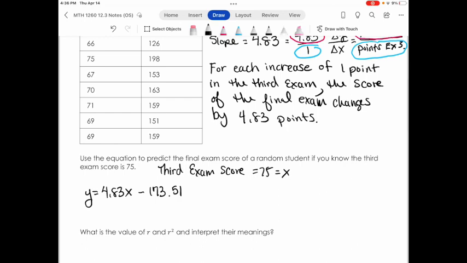If we know the value of x and we're trying to find the value of y, which is the final exam score, then we can plug in x is 75 and figure out what y is. So I'm going to replace x with 75. That was this x here. I'm replacing it. And I'm going to put that in on the calculator and see what I get. So I'm going to take 4.83 times 75, and then I'm going to subtract 173.51. When I do that, I'm going to get 188.74.